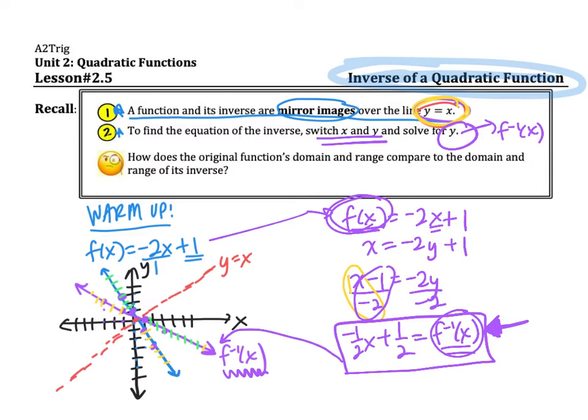Now how do their domain and range relate to each other? Well, let's see. In my original blue function here, well, this is a bad example because the domain and range for both are all real numbers, but typically they would switch. So the original function's domain would become the new inverse function's range, and the original function's range would become the inverse function's domain. So they switch, or what we were saying before in Unit 1 was they swap, right? Swap or switch, whatever you want to say.